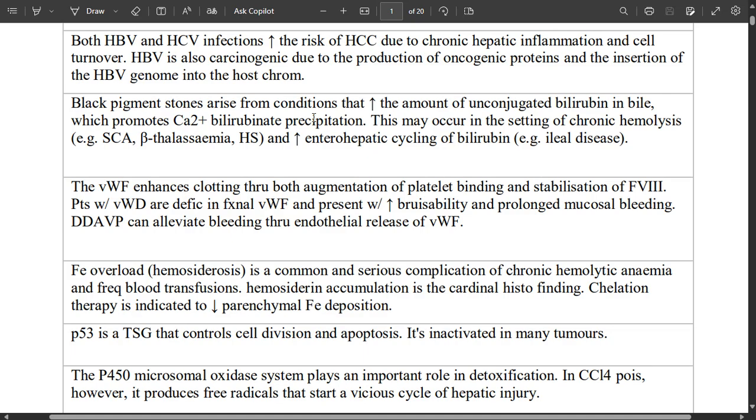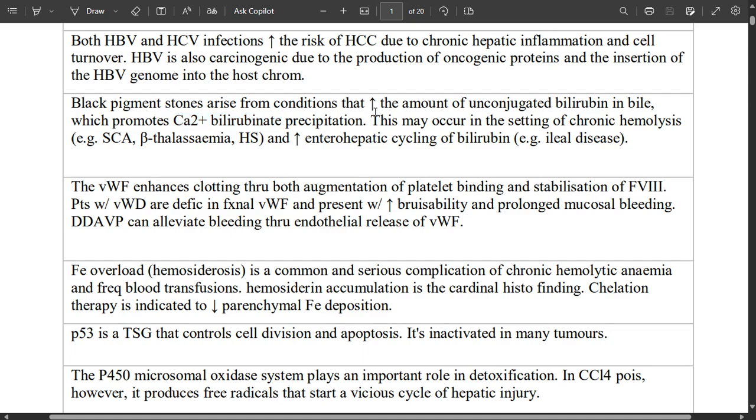So black pigment stones arise from conditions that increase the amount of unconjugated bilirubin in the bile, which promotes calcium bilirubinate precipitation. Calcium bilirubinate is dark in color, so black. Calcium is actually white, but calcium bilirubinate is actually black. So black pigment stones arise.